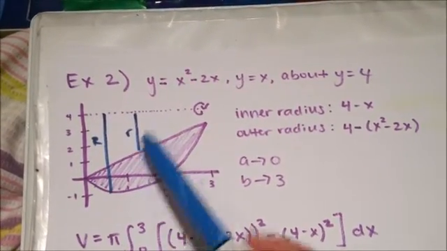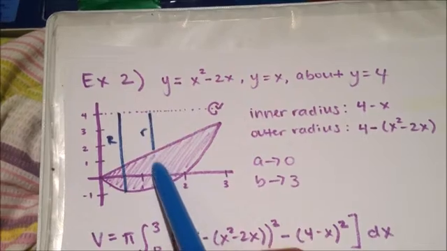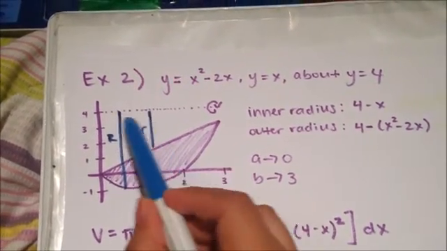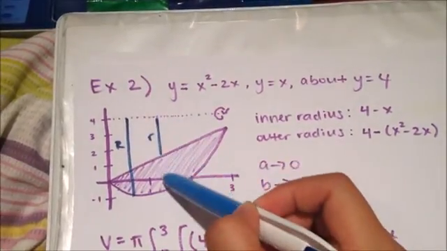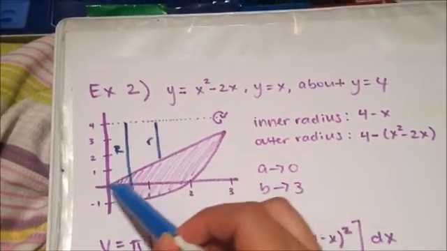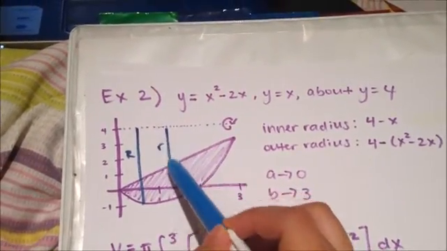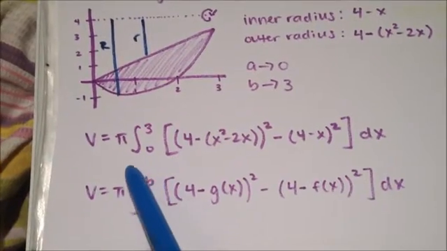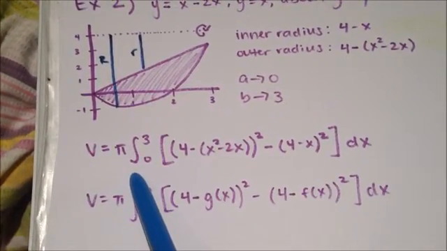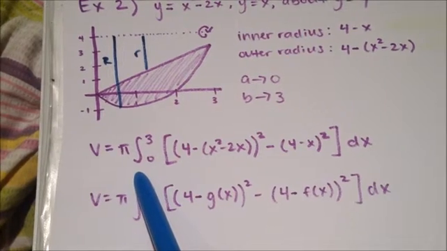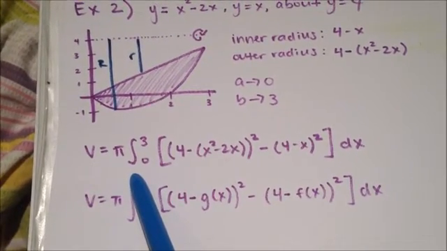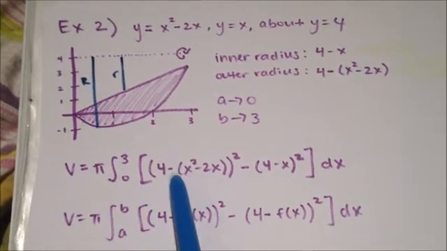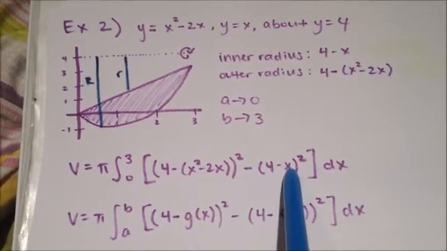Because if it were x, then this would be our radius. But because it's 4 minus x, we have 4 here, and then taking away this part, it would be here, 4 minus x. So when we're setting up our integral, it'd be pi times the integral from 0 to 3 of (4 minus (x squared minus 2x)) squared minus (4 minus x) squared. And that's just our outer radius squared minus our inner radius squared.